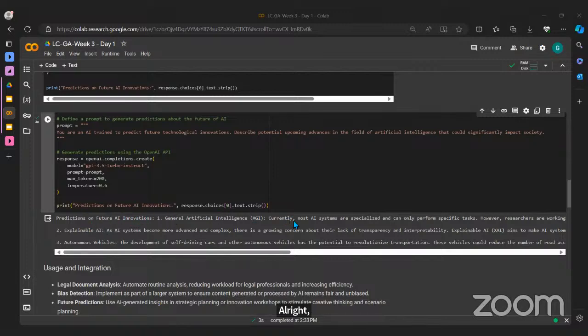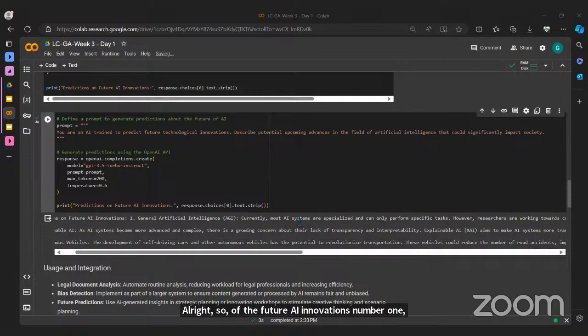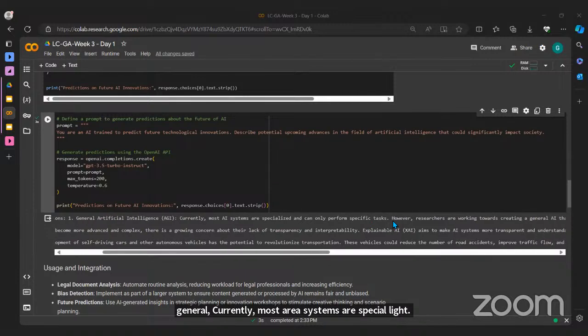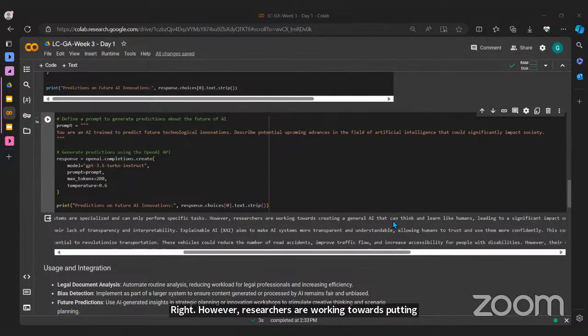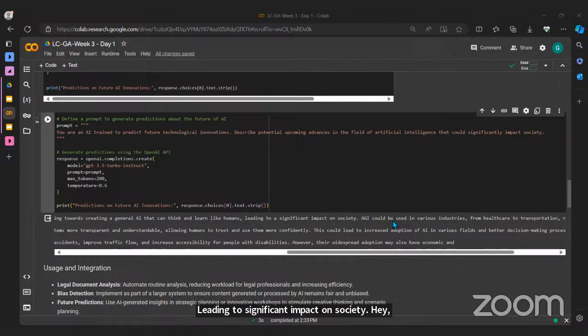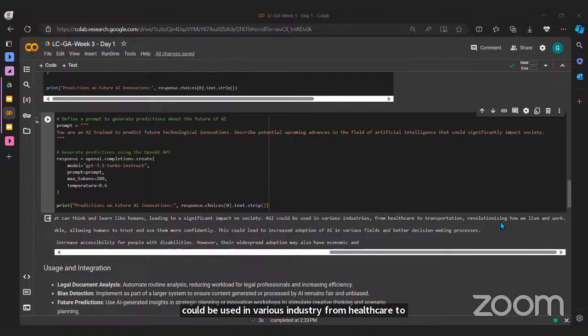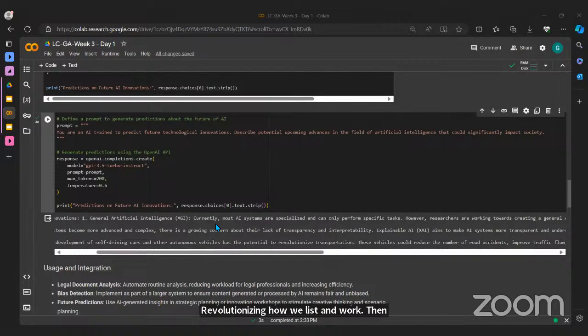Number one, general artificial intelligence. Currently, most AI systems are specialized and can only perform specific tasks, right? However, researchers are working towards creating a general AI that can think and learn like humans, leading to a significant impact on society. AGI could be used in various industries from healthcare to transportation, revolutionizing how we live and work. Then number two is explainable AI.